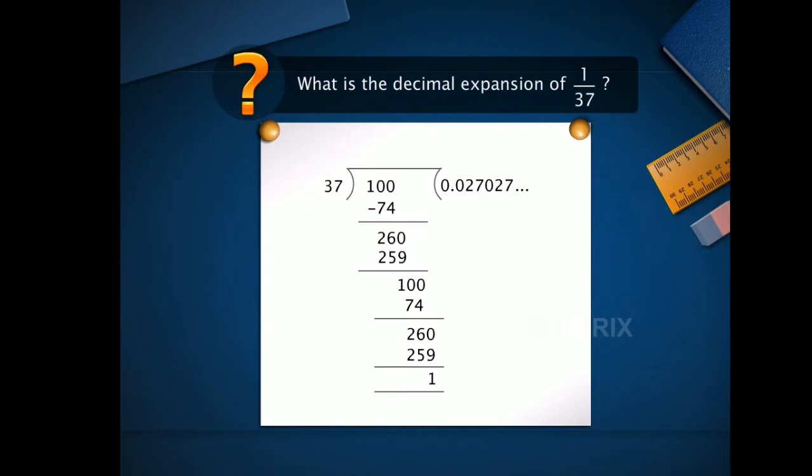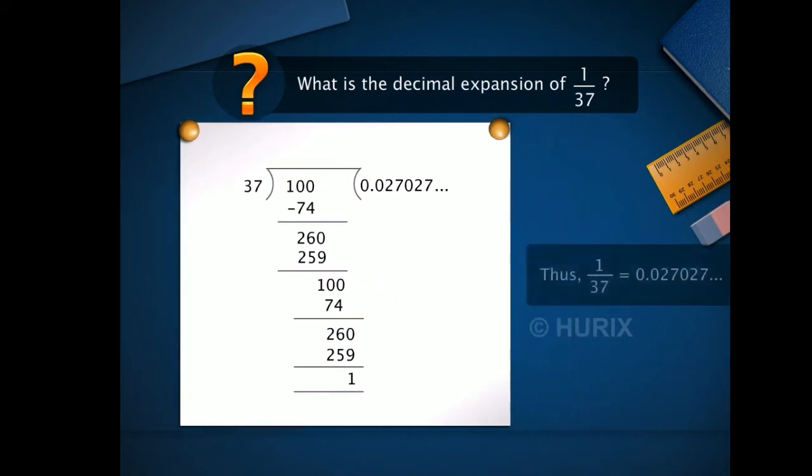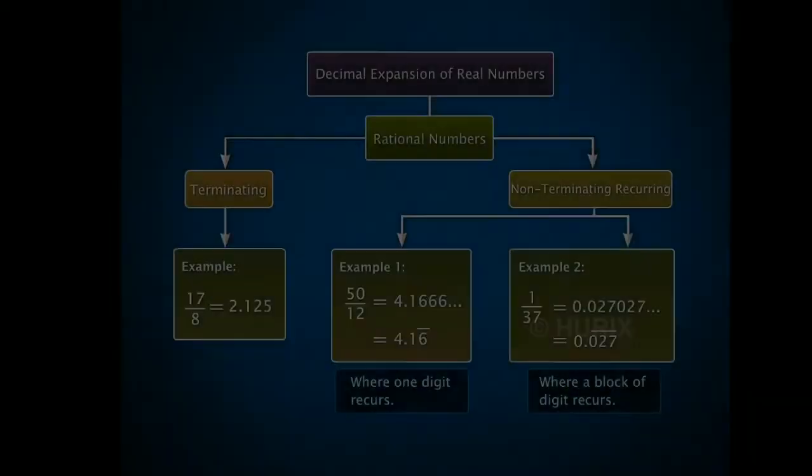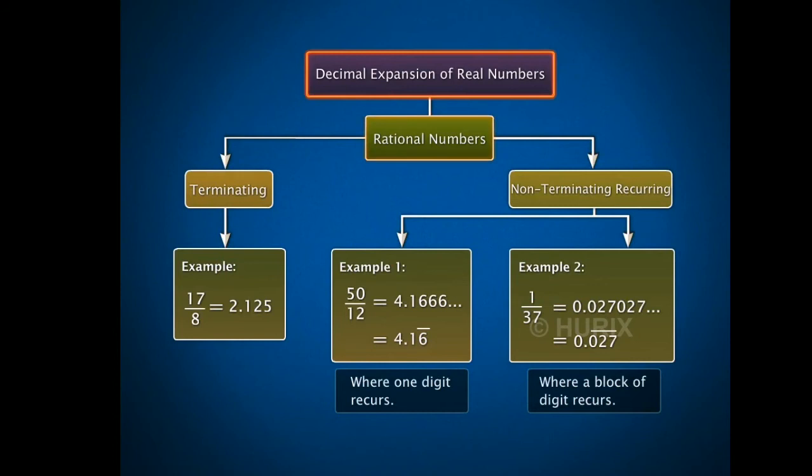In other words, the division process will not terminate, as the block of remainders repeats indefinitely. As a result, the block of digits in the quotient repeats itself too. Since the decimal expansion doesn't terminate, and also a block of digits recurs indefinitely, this decimal expansion is non-terminating recurring. We can write the decimal expansion by using a bar over the repeating block of digits. Hence, you've seen that the decimal expansion of a rational number is either terminating or non-terminating recurring.